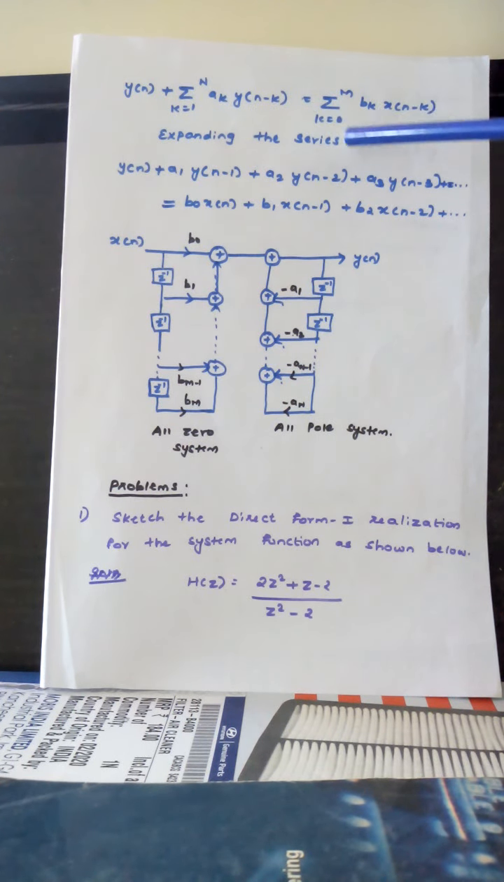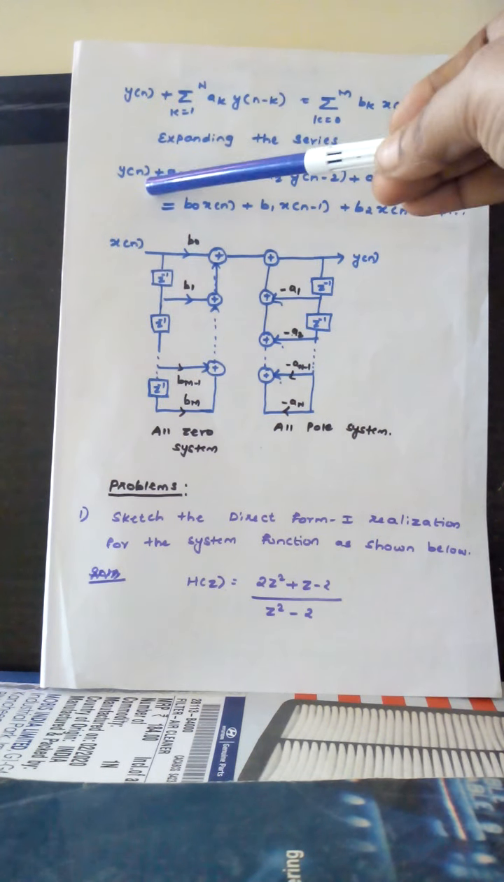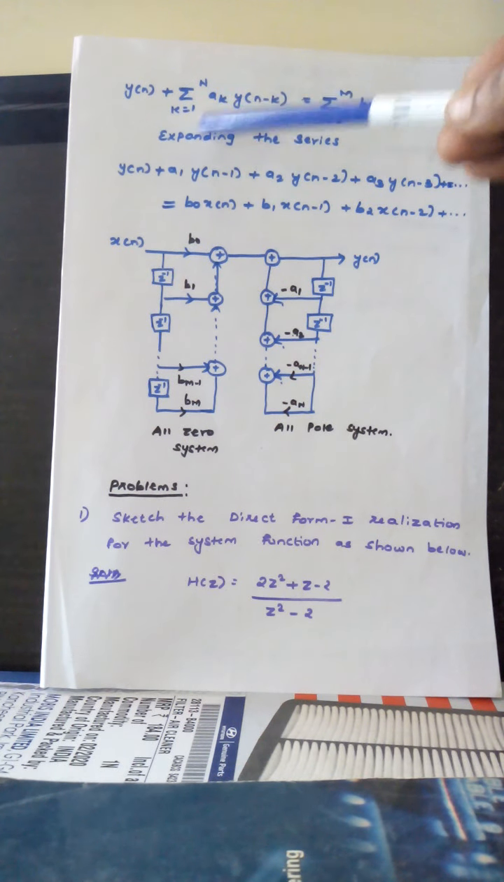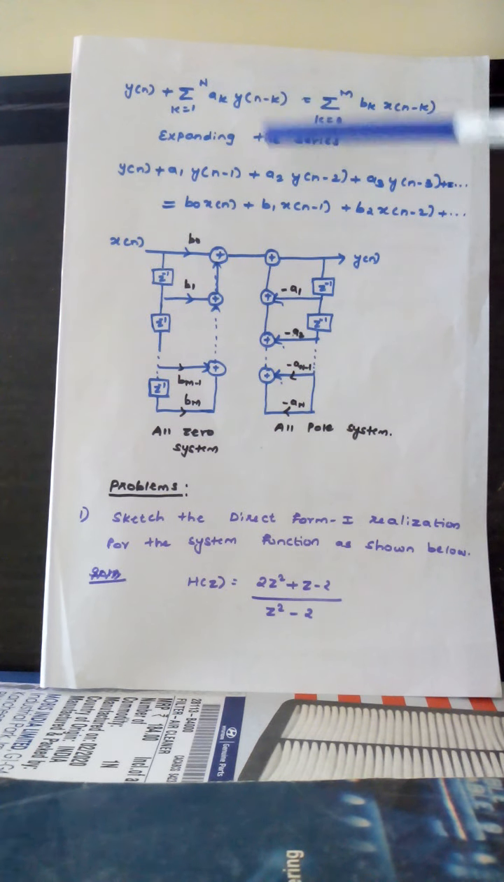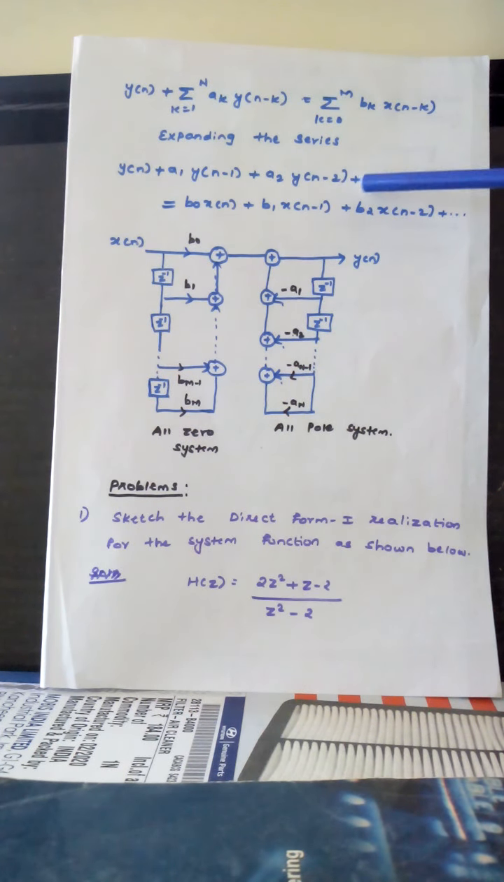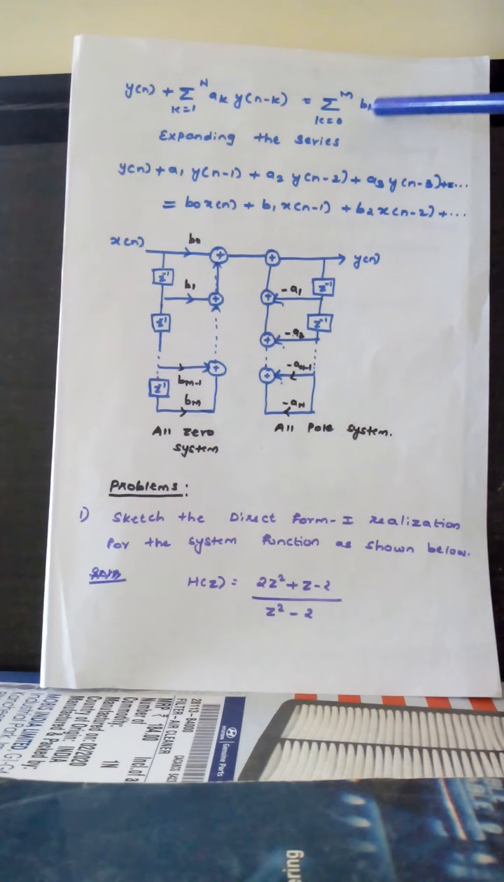If you expand the series, this one becomes y of n, and substituting k as 1, we get a1 into y of n minus 1. Substituting k as 2, it is a2 into y of n minus 2, and we can expand up to the last term, correct? Similarly here, expanding with k as 0, we get b0 into x of n, plus, for k equal to 1, b1 into x of n minus 1, and till the last term it becomes bM into x of n minus M. So we are getting this difference equation.